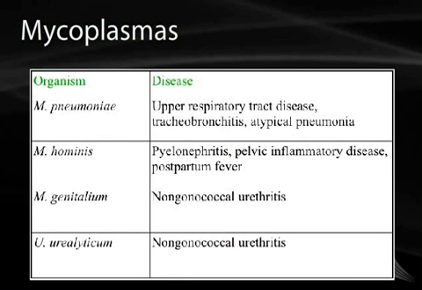This table highlights the 4 main species and the diseases they cause. This will be a good one to remember. It's pretty simple. Mycoplasma pneumoniae causes respiratory tract disease, such as atypical pneumonia. It's a common cause of atypical pneumonia. M. hominis causes pyelonephritis, pelvic inflammatory disease, and postpartum fever. Mycoplasma genitalium and Ureaplasma urealyticum both cause non-gonococcal urethritis.